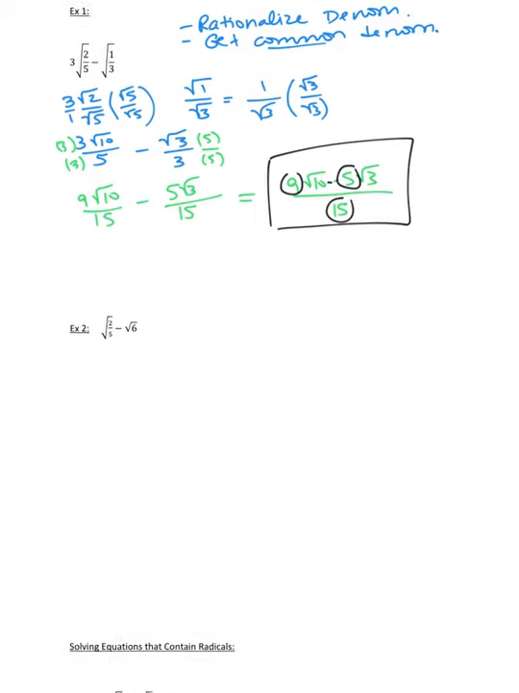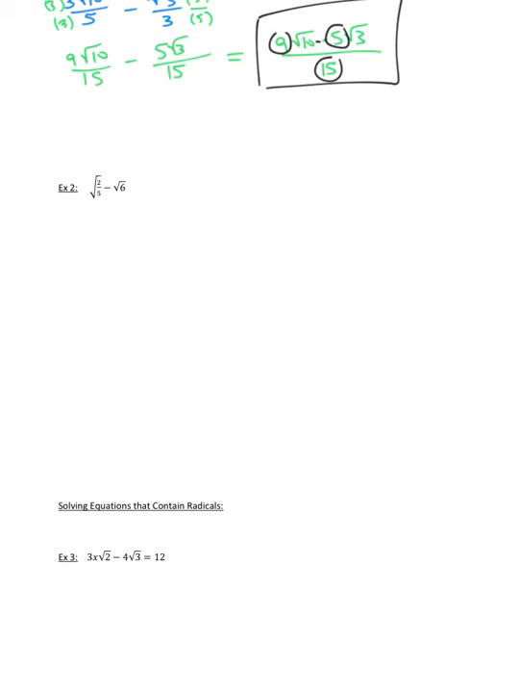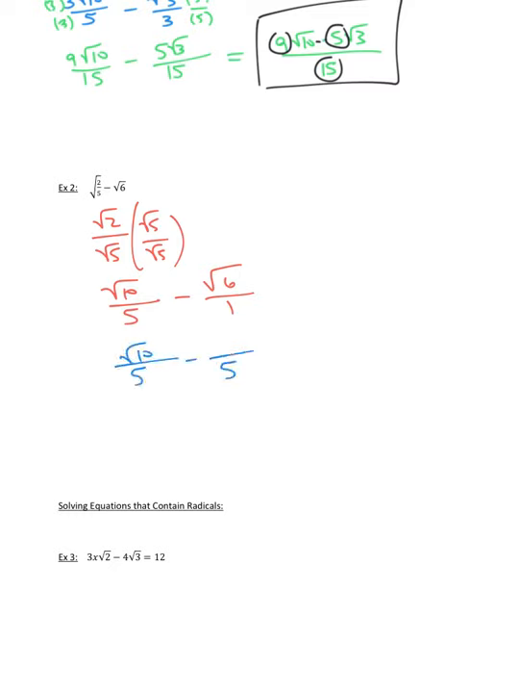Example 2. I only have one irrational denominator to rationalize, so I'll take radical 2 over radical 5, and I'm going to multiply by radical 5 over radical 5, and that's going to give me radical 10 over 5. Minus, and square root of 6 is really over 1. So now I need to get my common denominator, which will be 5. So the first fraction stays the same. The second one I have to multiply by 5 over 5. So I have 5 radical 6 minus 5. So I put this all into one fraction. Radical 10 minus 5 radical 6 all over 5.